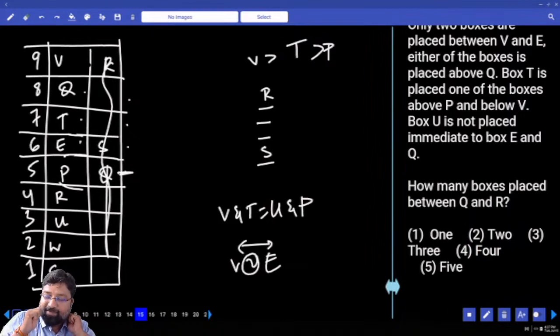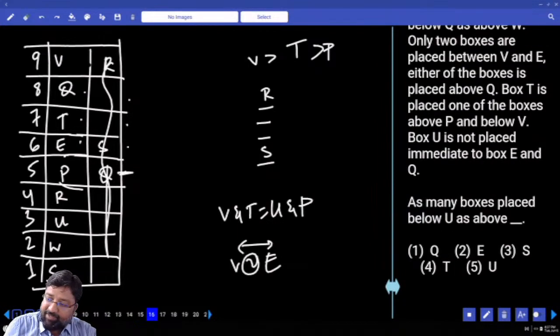How many boxes are placed between Q and R? How many do you see between Q and R? 1, 2, 3 boxes. As many boxes are placed below U. U is third from bottom, third from top is T.